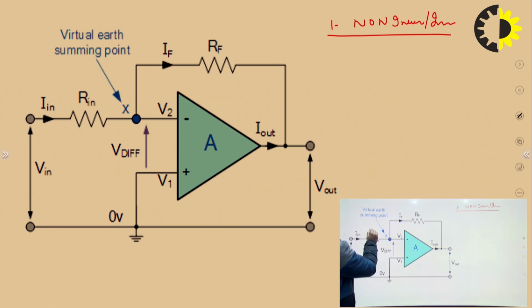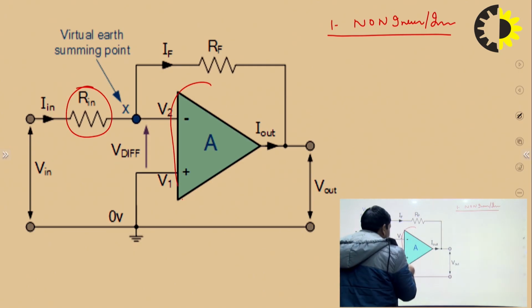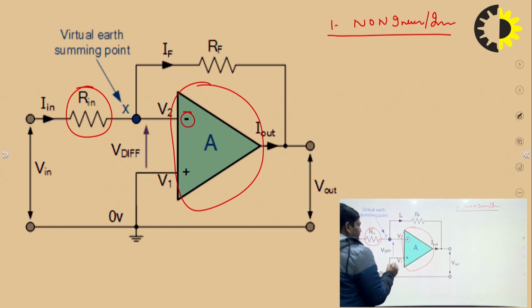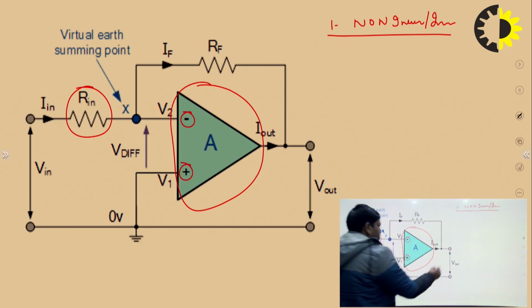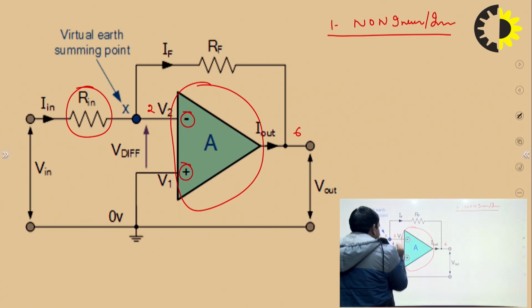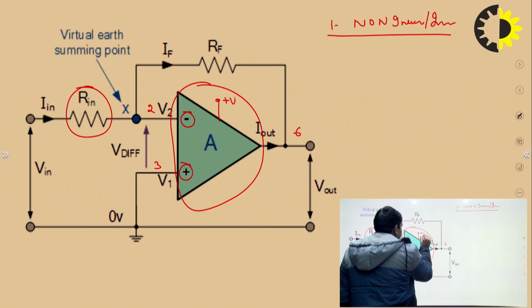So this is the input resistance and this is the symbol of the op-amp. Minus denotes the inverting terminal, plus denotes the non-inverting terminal. This is the output, pin number 6. This is pin number 2, this is pin number 3. This is the biasing voltage we have to apply here, plus VCC and minus VEE. This one is pin number 7 and this is pin number 4.